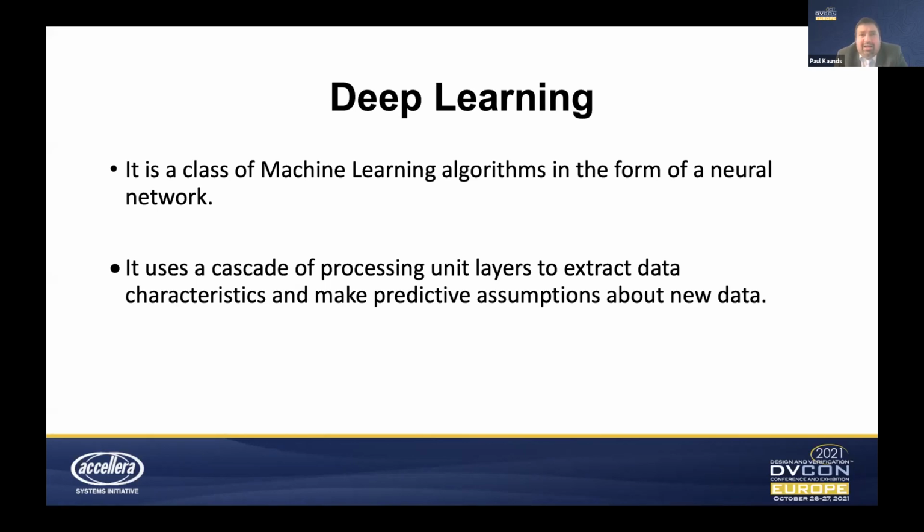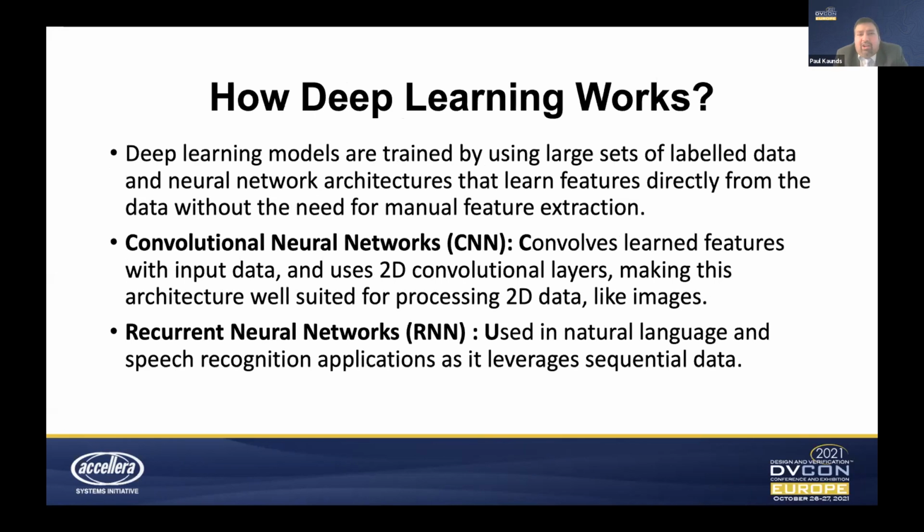So in simple terms, deep learning is a class of machine learning. Machine learning is a part of AI, and deep learning is a class within machine learning. It uses a cascade of processing unit layers to extract data characteristics and make predictive assumptions about new data. It is more focused. I have taken two examples. There are many other things, but deep learning models in simple terms are trained by using large sets of labeled data and neural network architectures that learn features directly from the data without the need for manual feature extraction.